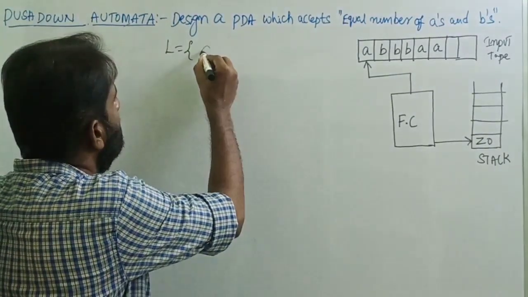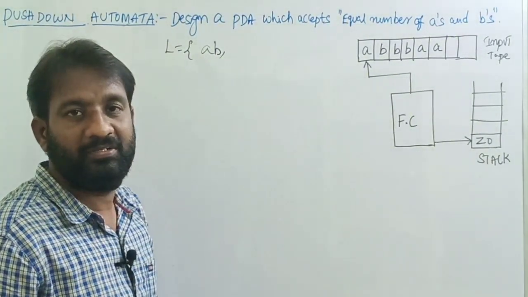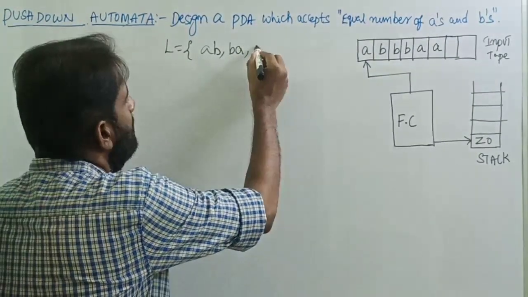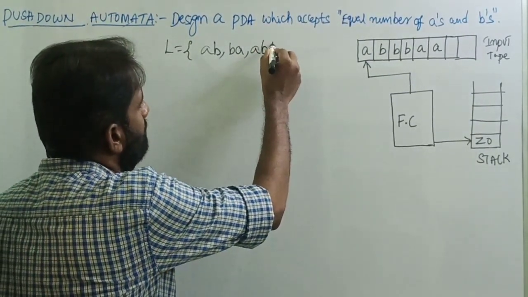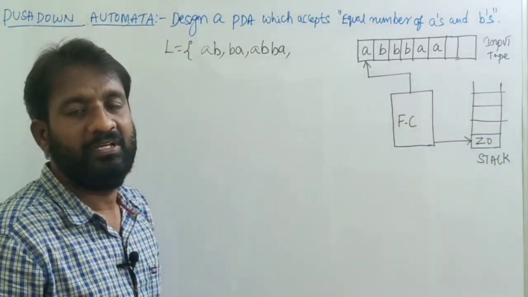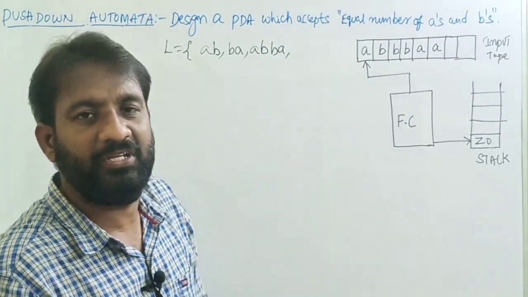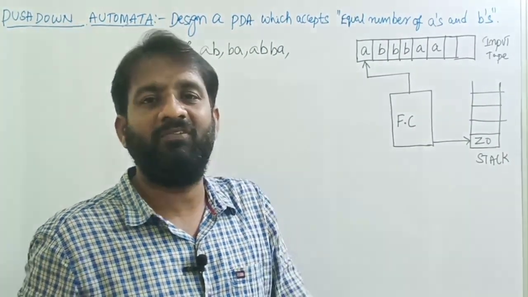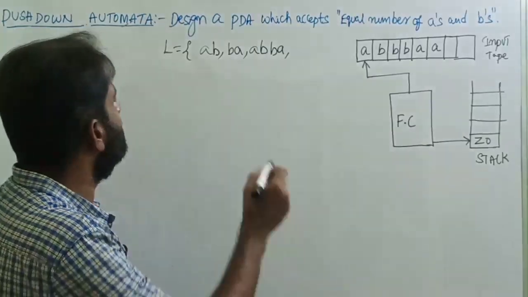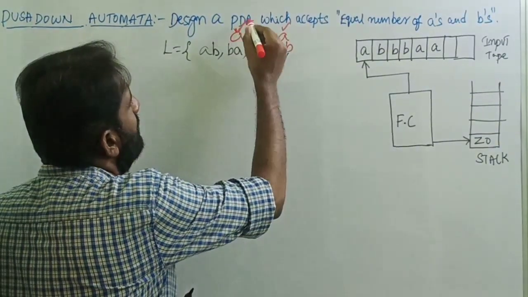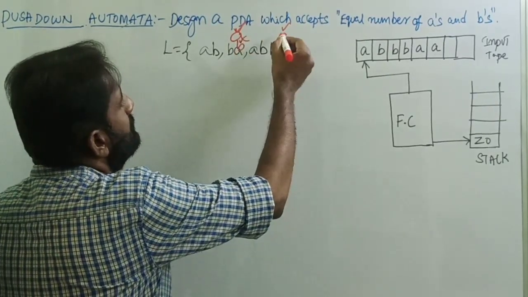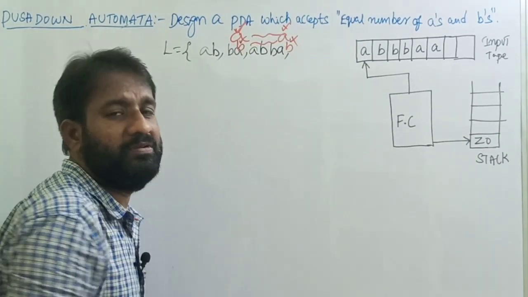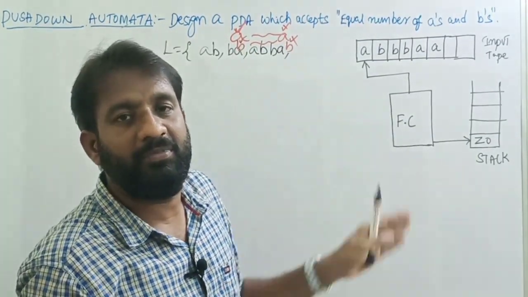I can write AB as one valid string. Then BA is also a valid string. Any combination of A's and B's in the string is fine, but if you count at last, there is an equal number of A's and B's. A string can start with either A or B, and can end with either A or B, but with any combination, there is an equal number of A's and B's.